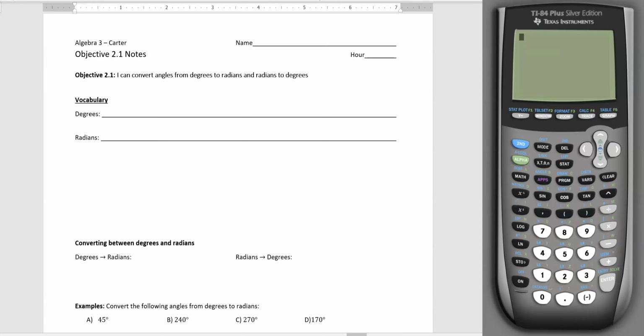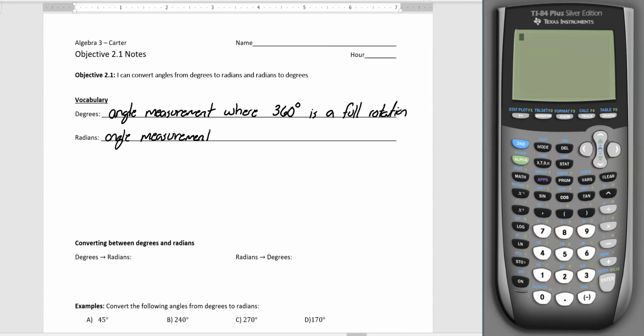The first is degrees. Degrees are an angle measurement where 360 is a full rotation. 360 degrees is a full rotation. The other one we're going to discuss is radians. Now radians is another method to measure angles, only this time instead of 360 degrees, 2 pi is a full rotation.